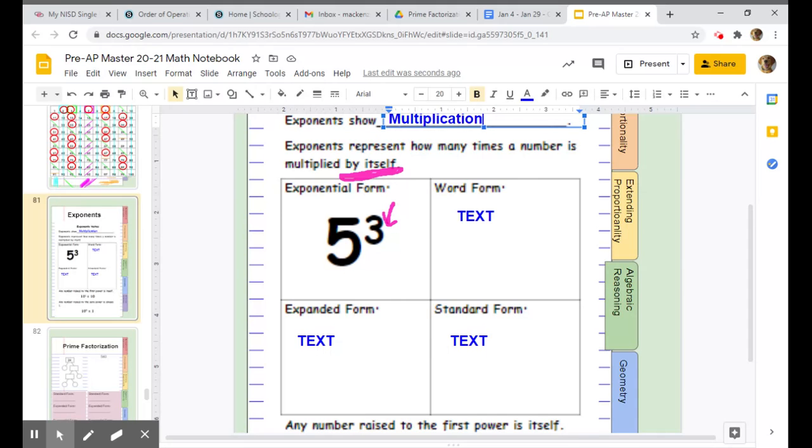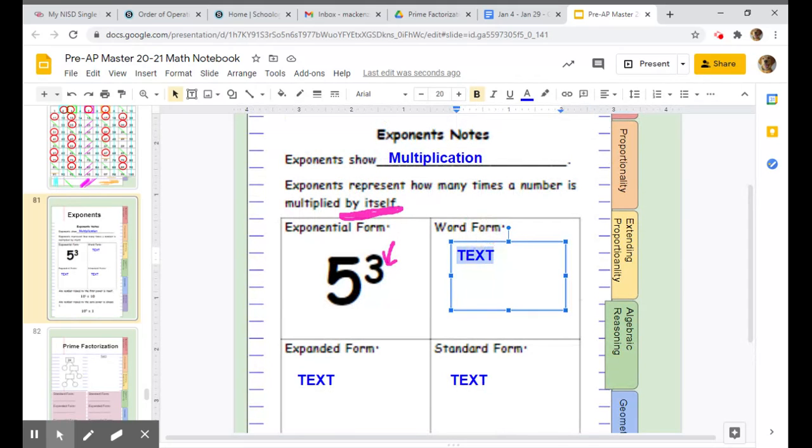So when we talk about exponents and we write them in word form, we're going to write our base number. So this bottom number right here is our base. Okay, so this is our base right here, whatever this big number is, and then our small number is our exponent. Okay, so when we write this in word form, how we're going to write this is we're going to write our base to the power of our exponent.